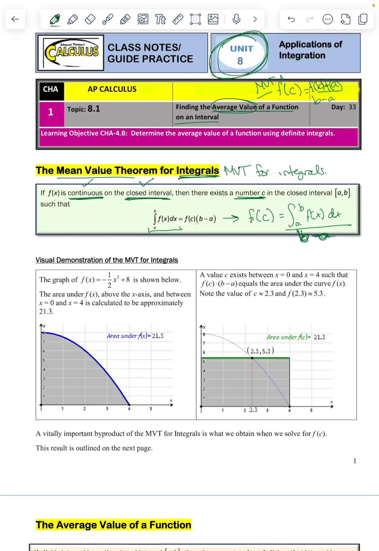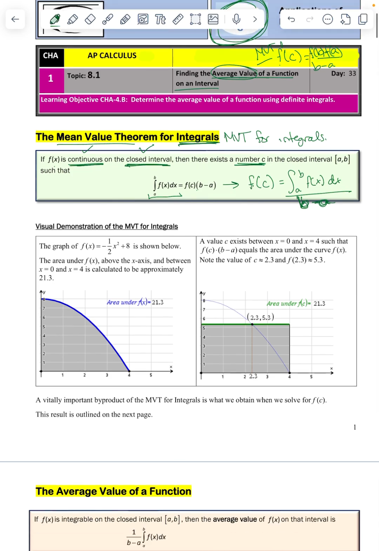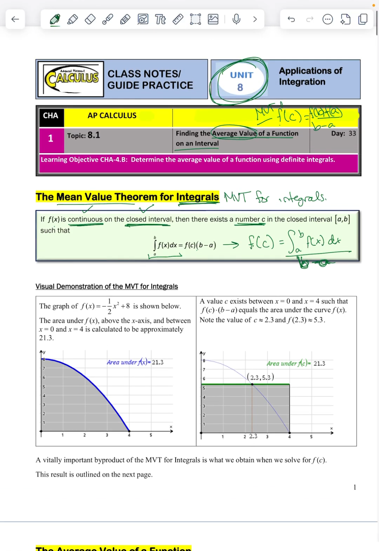This is the mean value theorem, aka we're going to call it the average value theorem, but we'll talk about this in a little bit. The mean value theorem says that the area under the curve of f of x is going to be equivalent to f of c times b minus a.